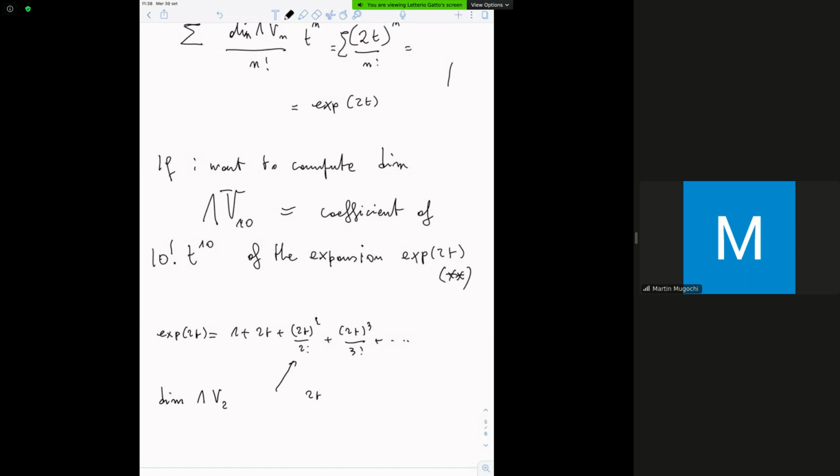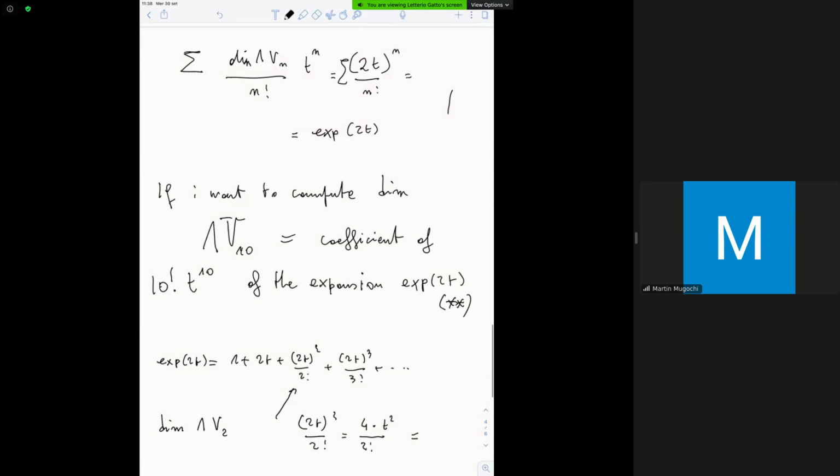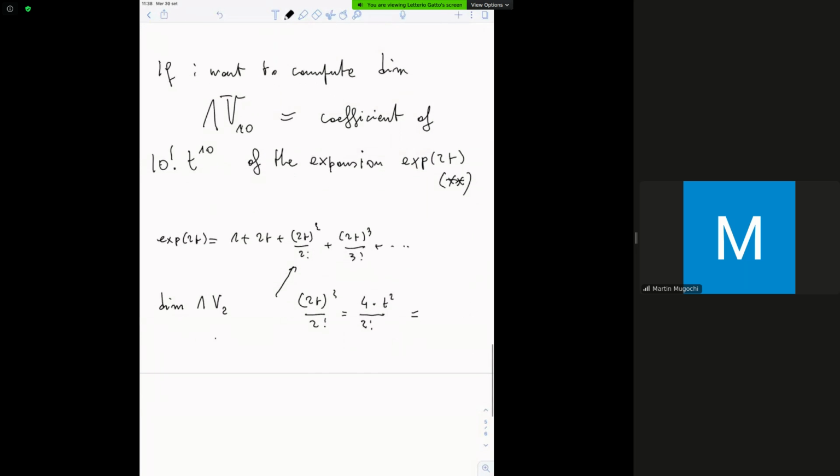2t to the square over 2 factorial is equal to 4t square over 2 factorial. We forget the 2 factorial, because the 2 factorial is the trick. We put this n by n factorial in the denominator. So what we found is 4.